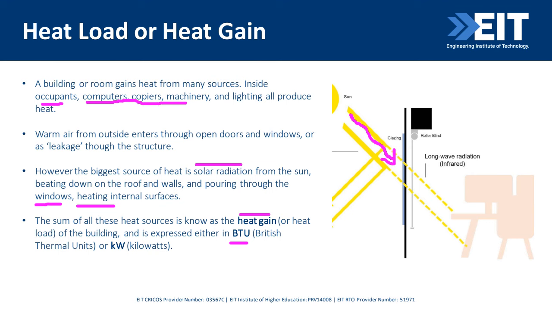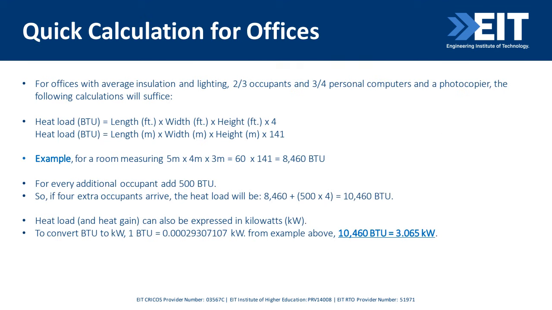And we'll look at what is the conversion there. Now, let's look at the simple calculation here. So if we now take an office with average insulation and lighting, with 2 to 3 occupants, 3 to 4 personal computers, and a photocopier, then we can do a quick calculation of the heat load by looking at the length, the width, and the height, so the dimensions of the building.